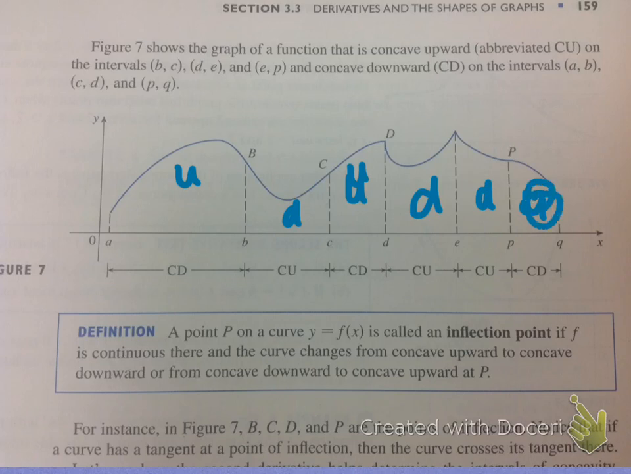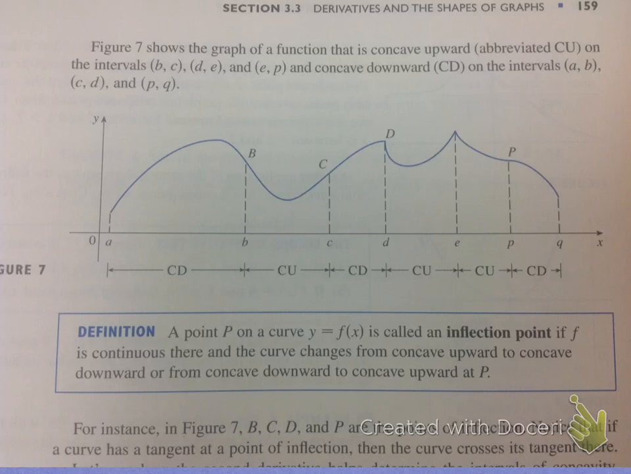Now let's look at what happens at those points where they change. If you look underneath the picture, there is a definition of an inflection point. An inflection point is a point on a curve where it changes from concave up to concave down. So looking at the same graph, which points do you think are inflection points?